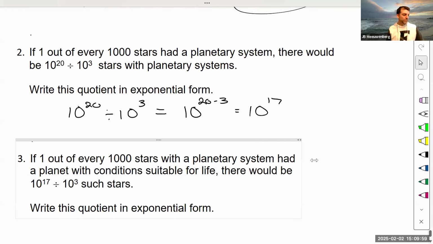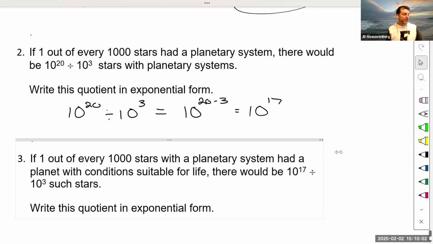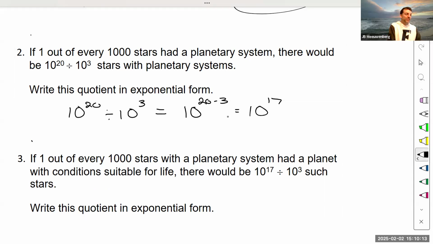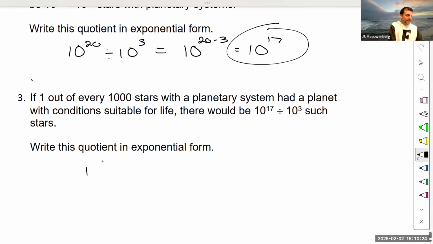If one out of every 1,000 stars with a planetary system, so again, remember, these have planetary systems, if one out of every 1,000 of these had a planet, a singular planet with conditions that are suitable for life, there would be 10 to the 17th divided by 10 to the third such stars. Again, there's that 1,000 written in its exponential form. There would be that many stars. Write this quotient in exponential form.